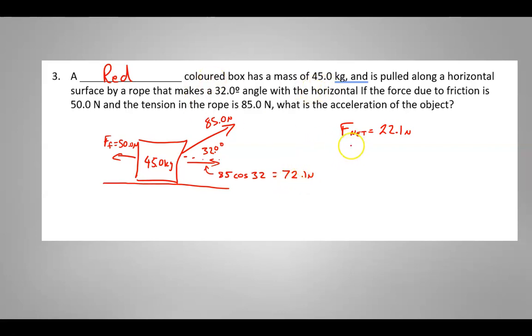We know the mass is 45.0 kilograms, and so we can find that acceleration being force divided by mass, which is 22.1 divided by 45.0, which gets you 0.491 meters per second squared, in whichever direction it's being pulled.